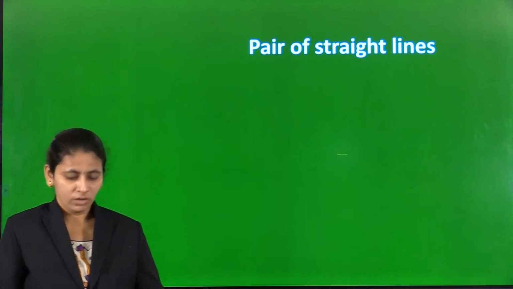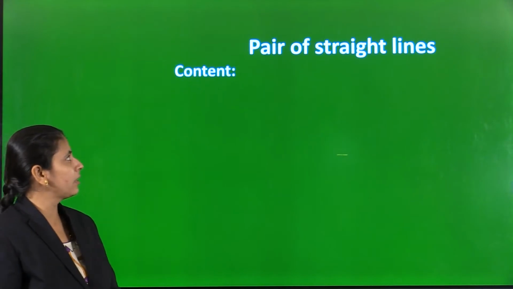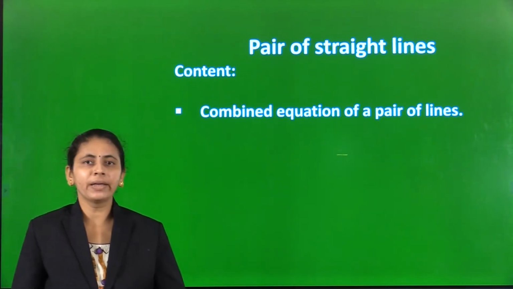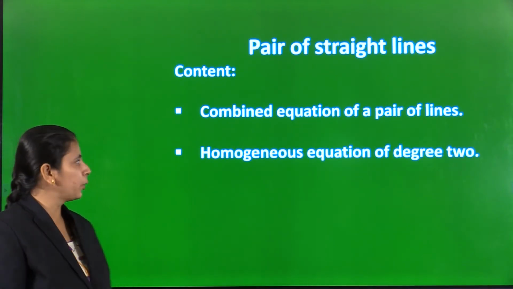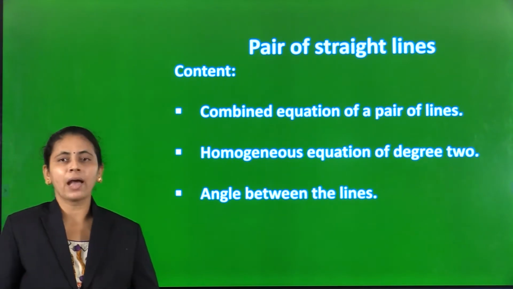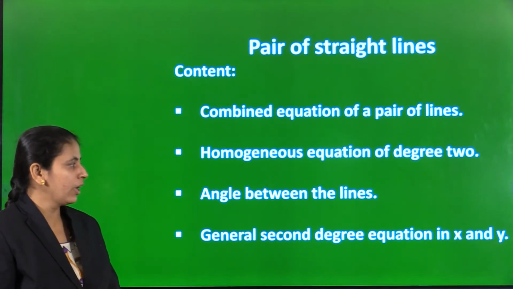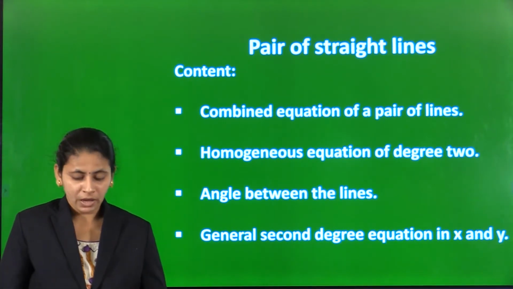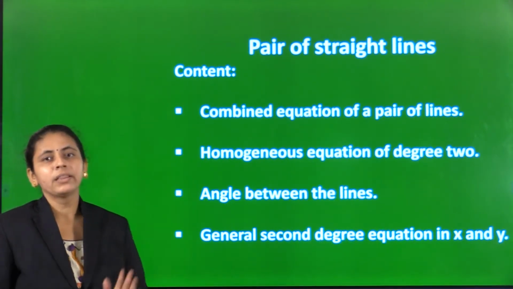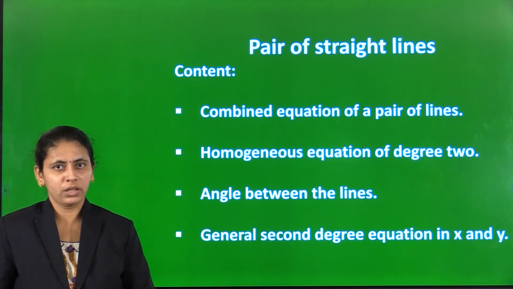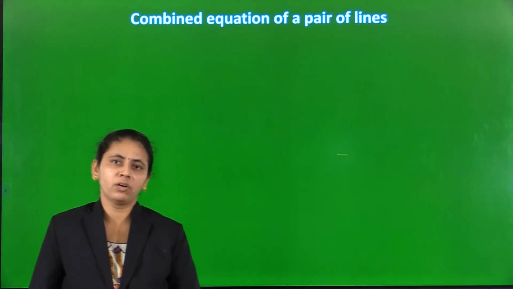In this topic we will see various concepts. The first concept is the combined equation of lines, the second concept is the homogeneous equation of degree 2, the third concept is the angle between two lines, and the last concept is the general second degree equation in x and y. Today we are going to start our first point, that is, the combined equation of the line. First of all, we see what is meant by the combined equation of two lines.